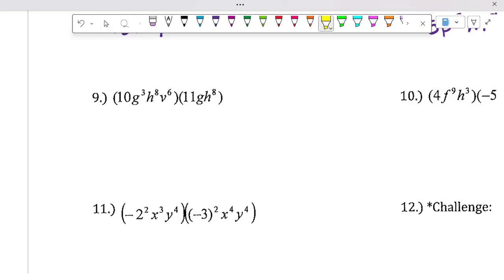You do 11 times 10 first, which is what? 110. What do I do next? G cubed times G. Now, if it's not raised to an exponent, what's the unspoken exponent? 1. So 3 plus 1, that's G to the 4th. Good. Then what? The h's. So I have h to the 8th times h to the 8th, which is what? H to the 16th. And then finally what? Bring down that v to the 6.